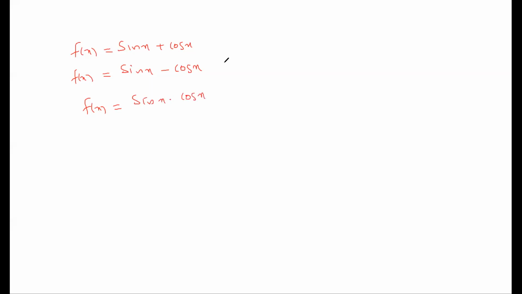So you can see that all trigonometric functions are continuous, and the sum of two continuous functions is continuous. So sin x is continuous, cos x is continuous, so sin x plus cos x is also continuous. Sin x is continuous, cos x is continuous, so sin x minus cos x is also continuous. And if two functions are continuous, their product is also continuous. Not only their product, their quotient is also continuous.